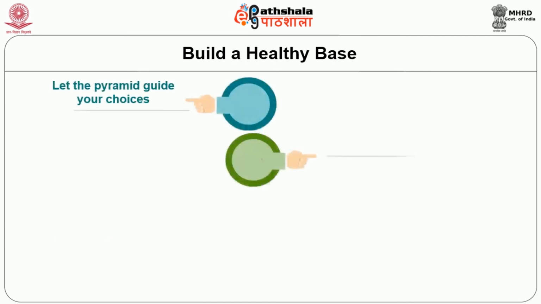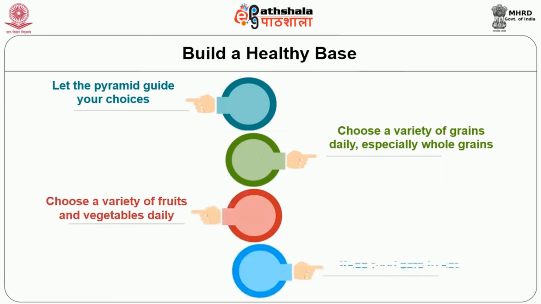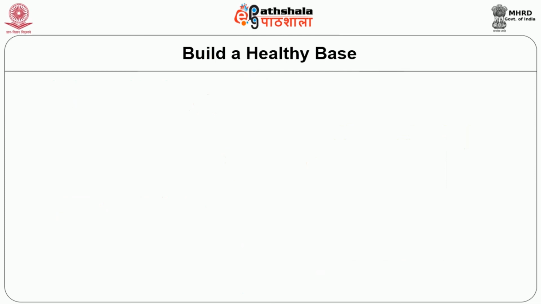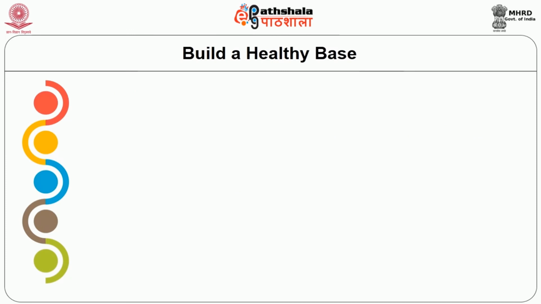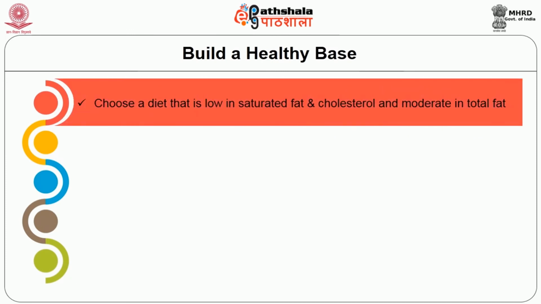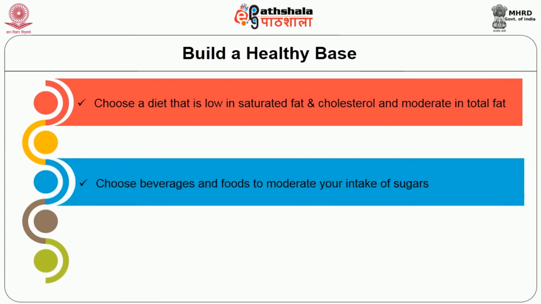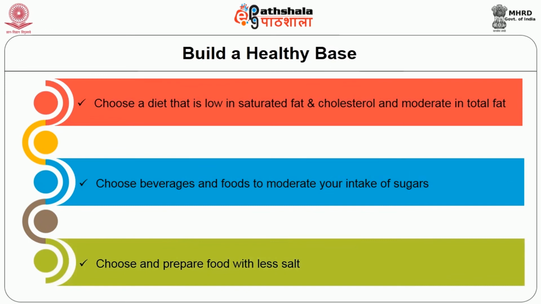Let the pyramid guide your choices. Choose a variety of grains, especially whole grains and whole grams. Choose a variety of fruits and vegetables every day and keep foods safe to eat, without any deterioration in the quality of the foods that we consume. Choosing sensibly also plays a vital role. Choose a diet that is low in saturated fat and cholesterol, but moderation in total fat is also required for our body functions. Choose beverages and foods to moderate your intake of sugars, and choose and prepare foods with less salt.